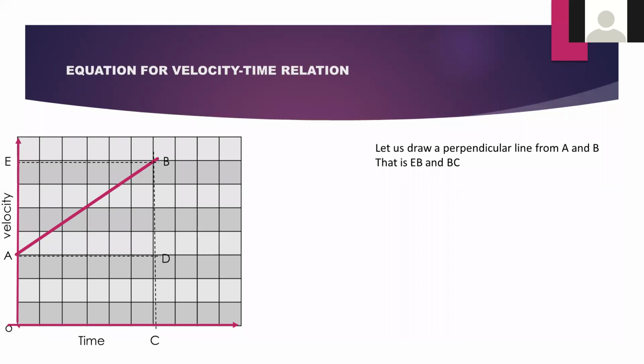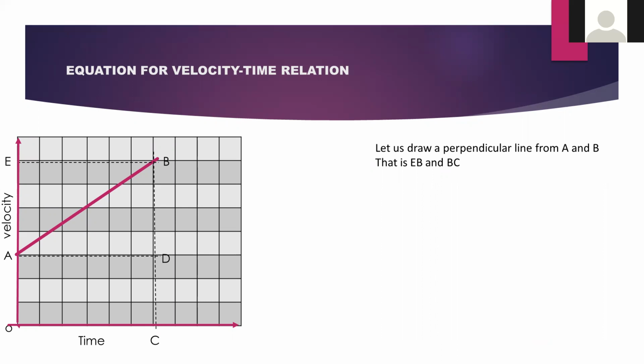Equation for velocity time relation. There are 3 equations that are very important for the numericals, right? So we will see with the help of the graph. We will make a graph of time and velocity. Okay, the initial velocity is OA. Okay, point A to B is the movement of an object, right? So here we will draw a perpendicular line from A and B, that is BE and AD. Okay, no problem with this.